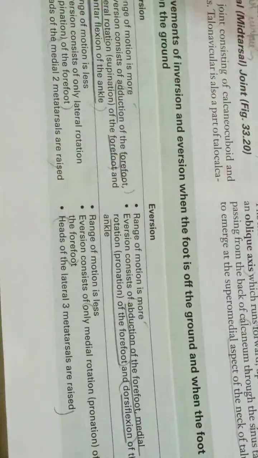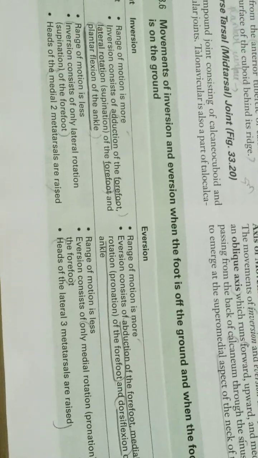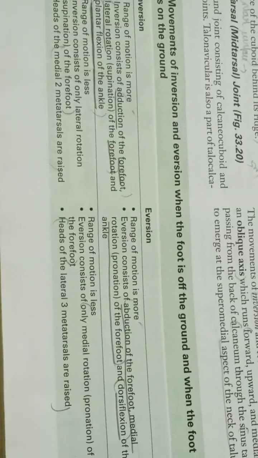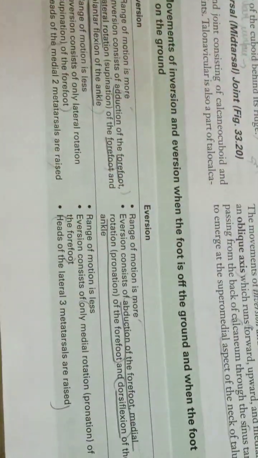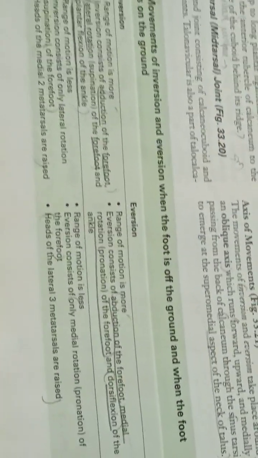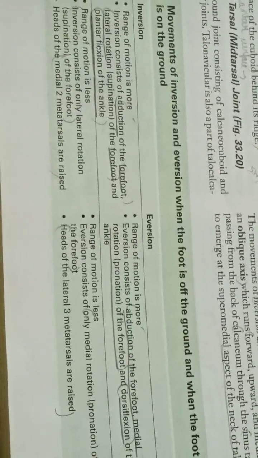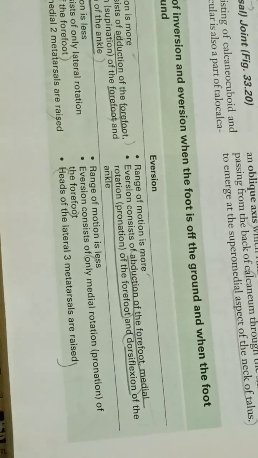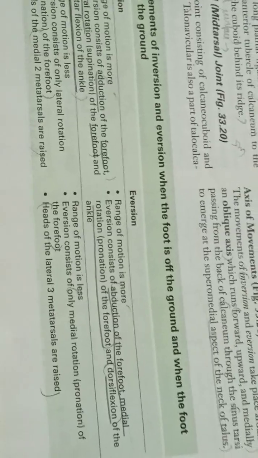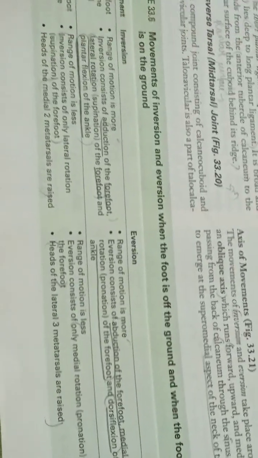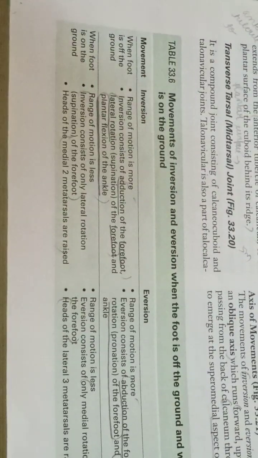In case of eversion, the range of motion will be less. Eversion consists of abduction of the forefoot. The exact opposite of adduction is abduction, which is moving away from the median plane. Adduction is moving towards the median plane. So now, rotation of the forefoot, pronation. When there is medial rotation of the forefoot, there we had lateral rotation of the forefoot in case of inversion.